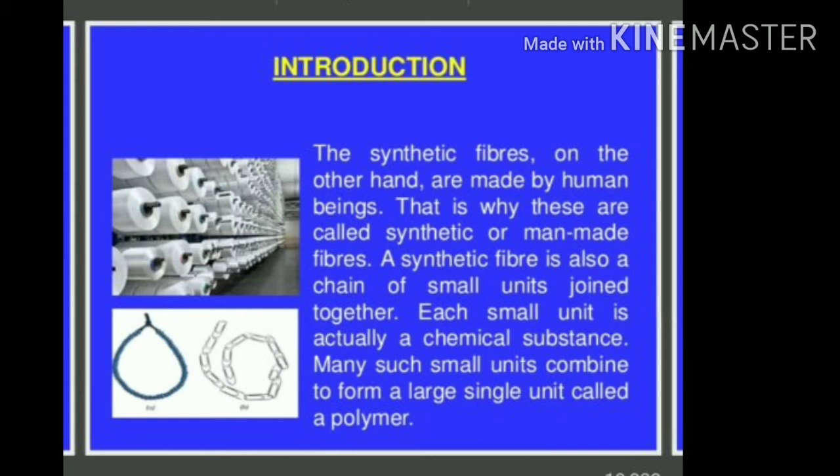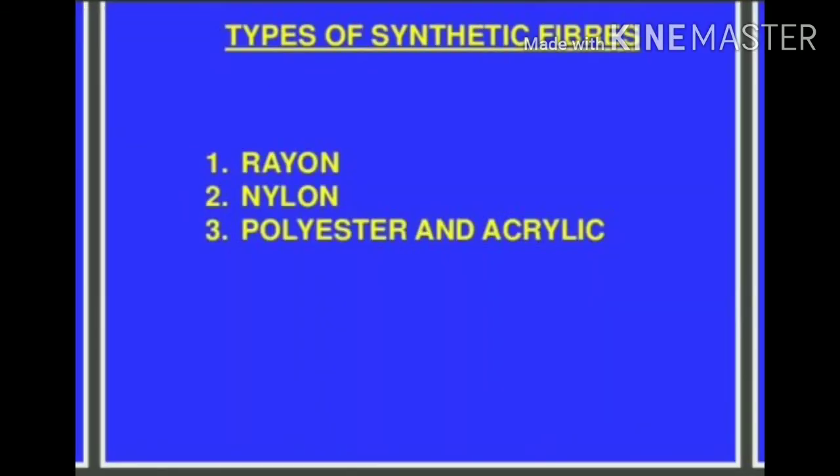Exactly the same way, a synthetic fiber is also a chain of such small units, and these small units are made up of chemical substances. Each small unit is actually a chemical substance, and many such small units combine to form a large single unit called a polymer. Now we will see the types of synthetic fiber. There are mainly three types: the first is rayon, the second is nylon, and the third is polyester and acrylic.